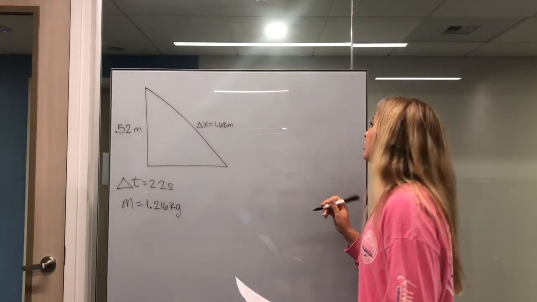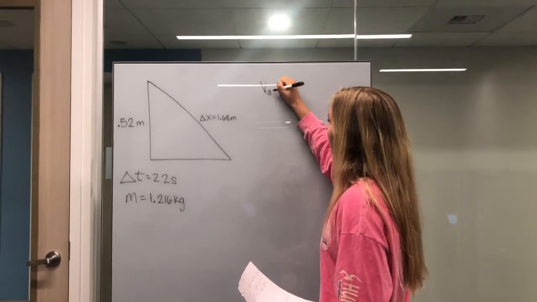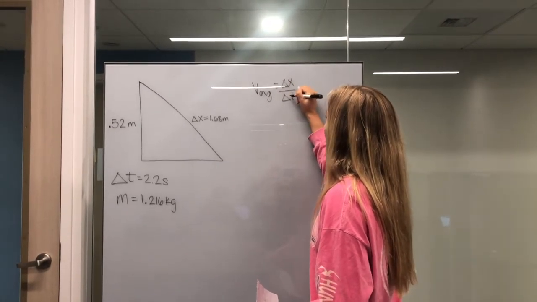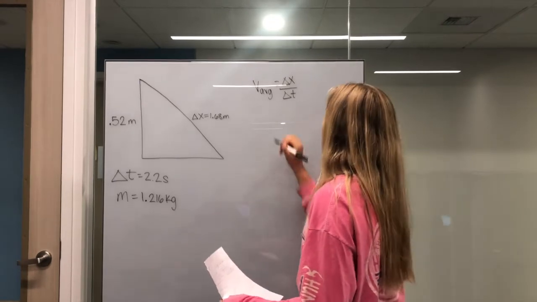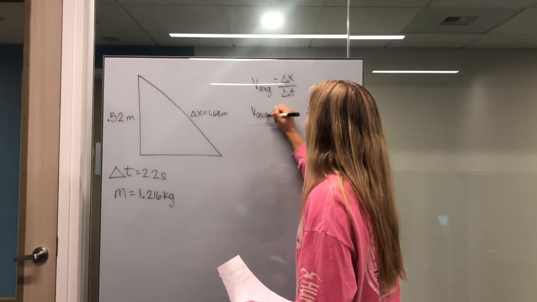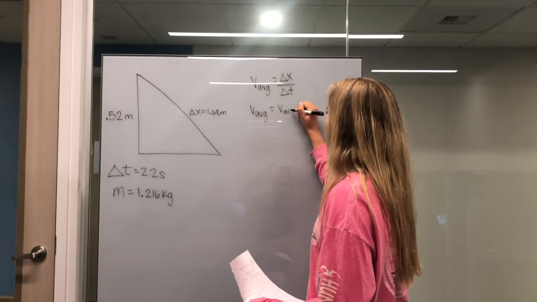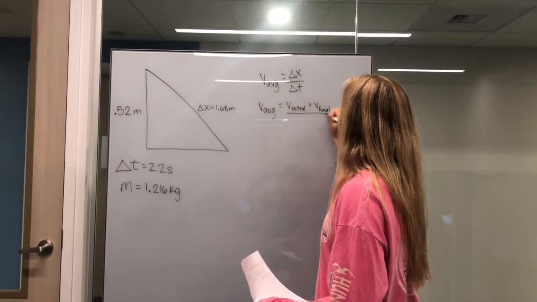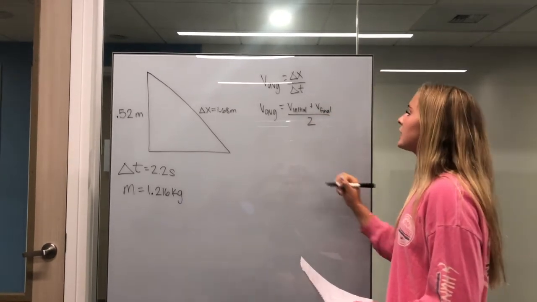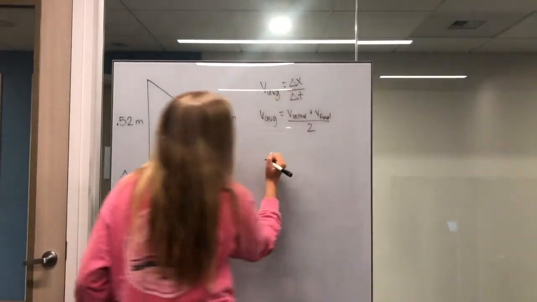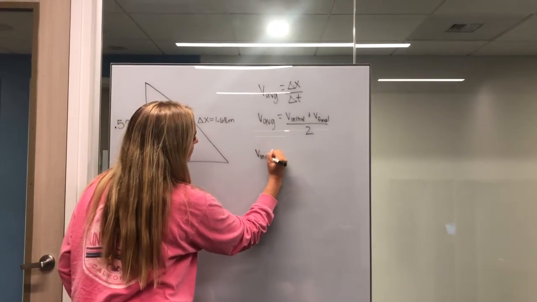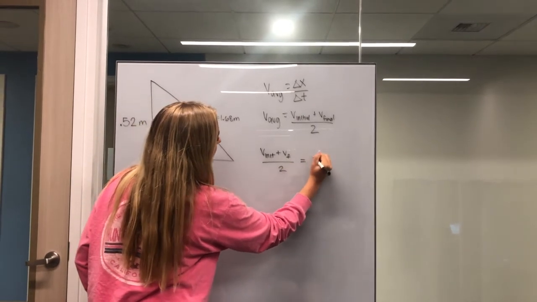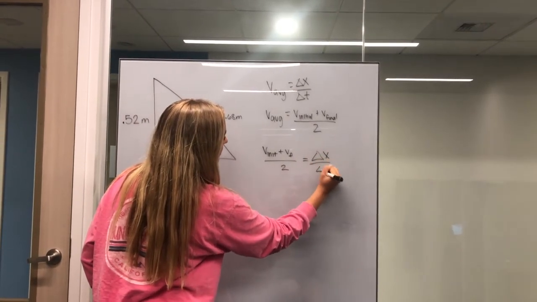So here we're going to try and find the final velocity of the textbook sliding down the ramp. So we're going to start with our known equations. We know average velocity is equal to delta x over delta t. And we also know that the average velocity is equal to your initial velocity plus your final velocity, and we're going to divide that by 2. So we can say v initial plus v final over 2 is equal to delta x over delta t.